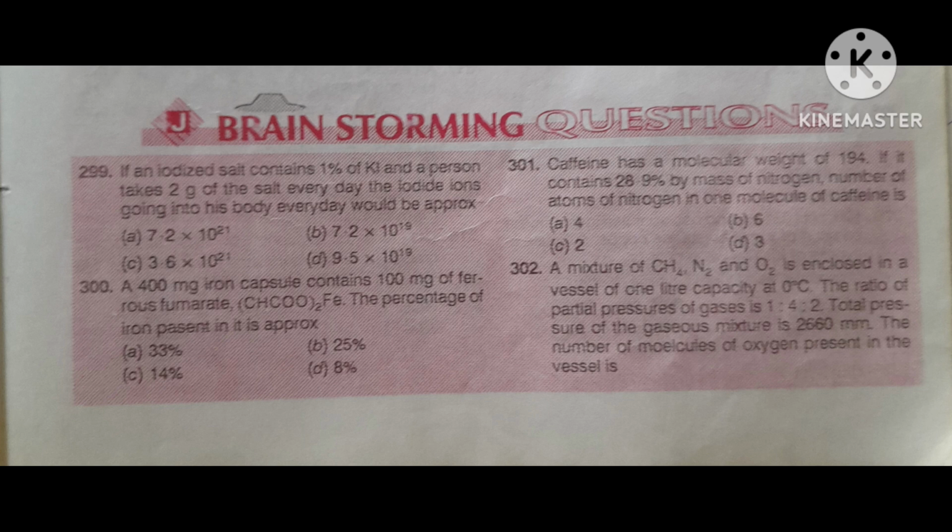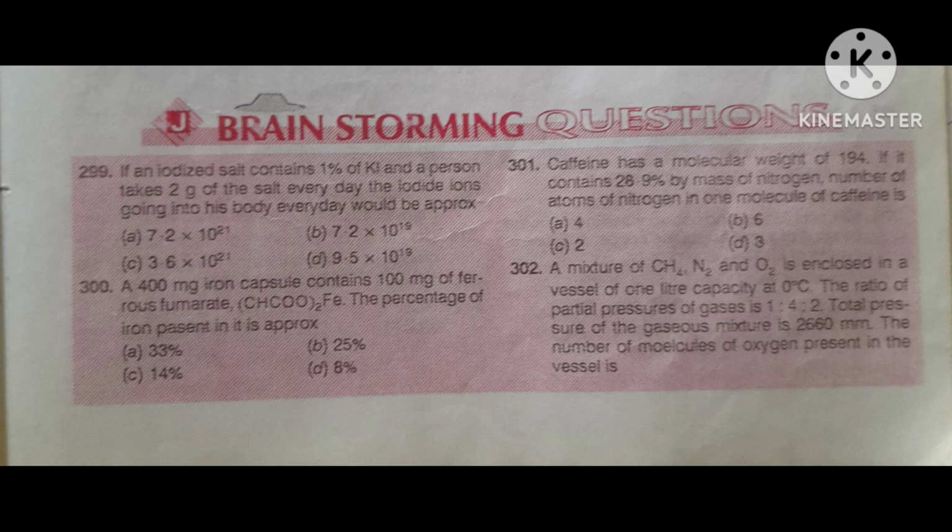(CHCOO)₂Fe. This is the ferrous fumarate. A 400 mg iron capsule contains 100 milligram of ferrous fumarate. The percentage of iron present in it is approx. First option 33%, second 25%, third 14%, fourth 8%.